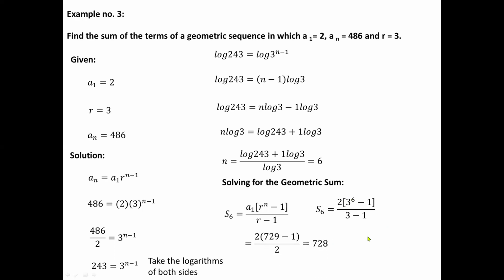Finally, ang value ng ating S sub 6 is 728. And that is our geometric sum, S sub 6, for our example number 3, which is actually equal to 728. Yan ang ating tinatawag na geometric sum. So, nasolve na natin ang n at saka ang sum ng problem number 3.